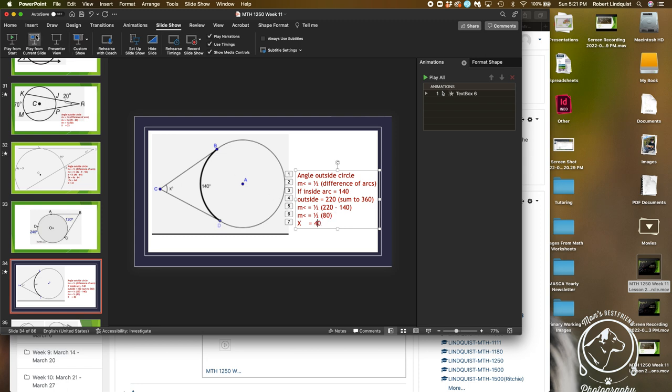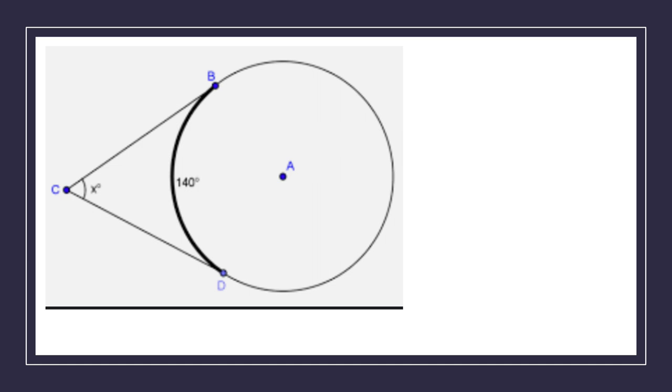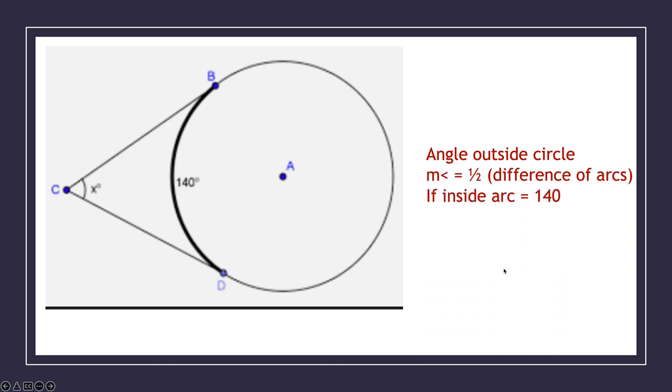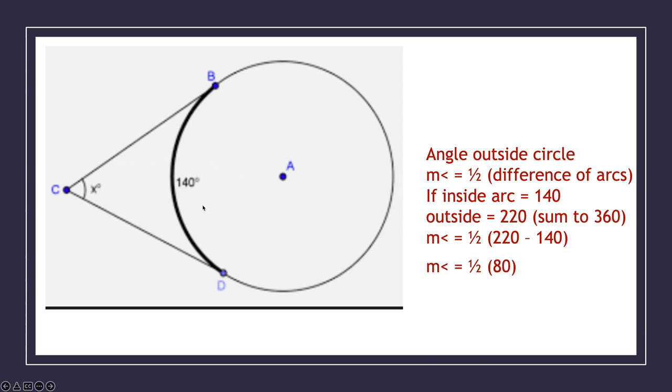And let's go back to play. I get 220 is the outside one, right? Because the inside arc's 140. So together they have to add up to 360, which makes the outside arc 220. So the measure of the angle, x, which is on the outside, is half the difference of the arcs. So 220 minus 140 is 80. Half of 80 is 40. So that's the measure of the angle. All right.